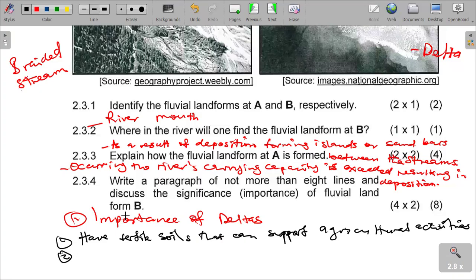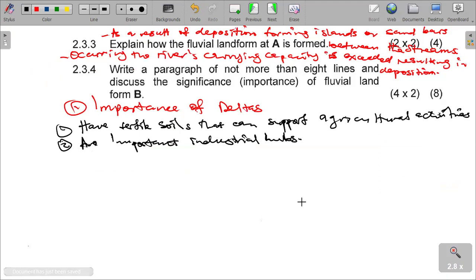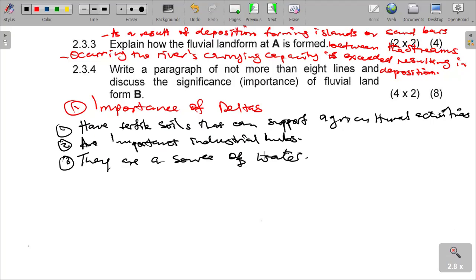Two, they are important industrial hubs. Number 3, we can also say that deltas are a source of water.